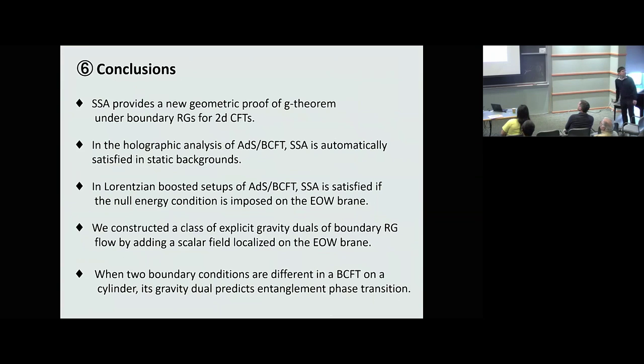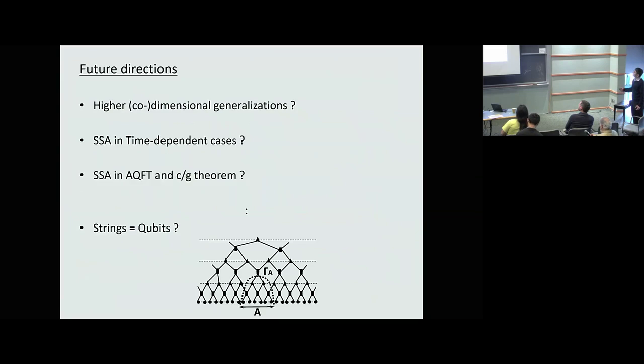Okay, so basically these are all of my talk. This is a summary. We have talked about strong subadditivity and the boundary. We derive the g-theorem from strong subadditivity and its holographic counterpart. And here are some future directions: a higher dimensional version, time dependence, and maybe algebraic constellation is also interesting. Also, maybe a future goal is to understand strings from qubits, but this is not so surprising.